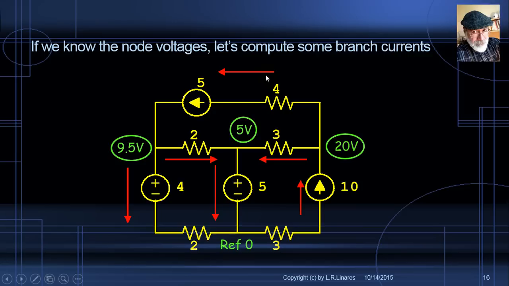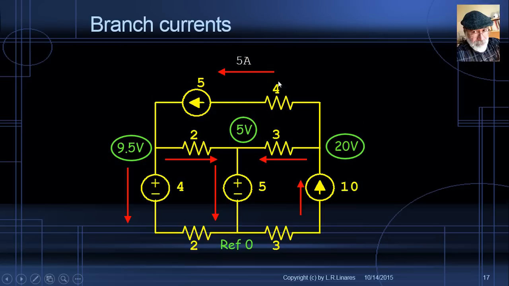At the top, that's easy. It's just the value of the current source, 5 amps. On the bottom right, the value of the current source, 10 amps. And now what? And now the current here in this R branch is 9.5 minus 5 divided by 2. 9.5 minus 5, that is 4.5, divided by 2, 2.25 amps. The current on this branch is 20 minus 5, that is 15, divided by 3, 5 amps.